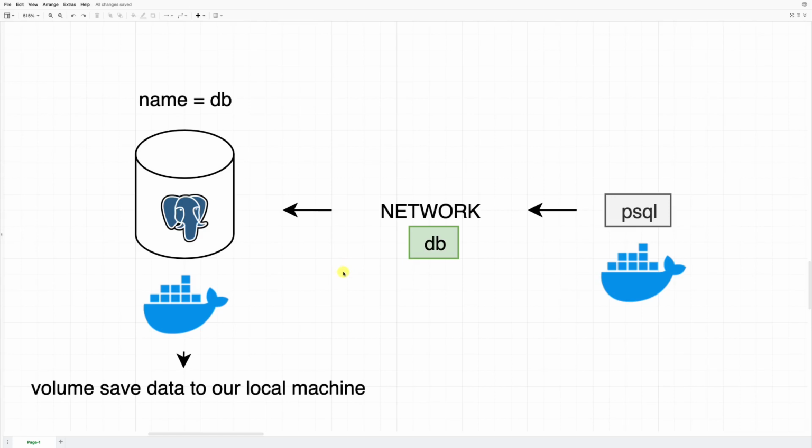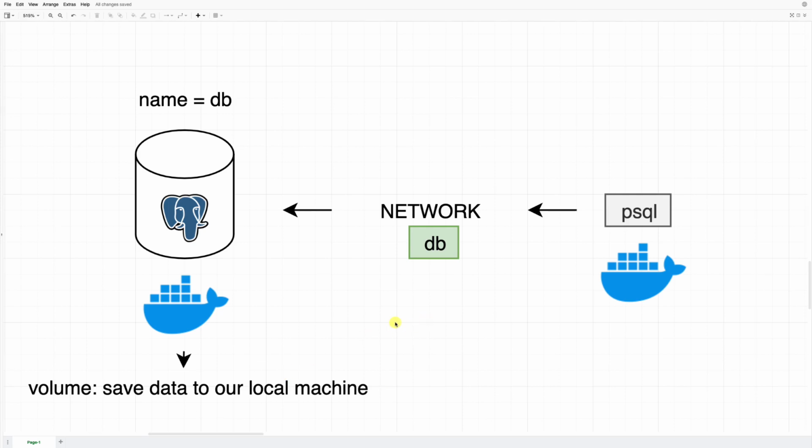Let me go ahead and teach you how to configure Docker so that we have the database up and running with a local network where we can execute the PSQL command, also running in Docker, and also how to save the data to our local machine using a volume. So this volume right here, volume colon, is to save the data to our local machine, because with containers, when it dies, then basically we lose all of the data, right?